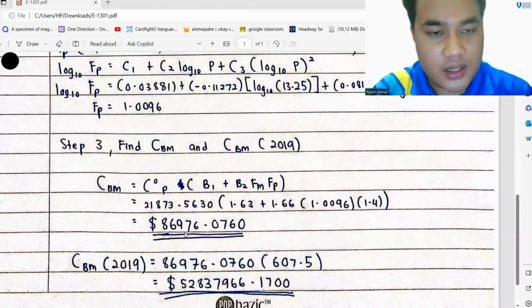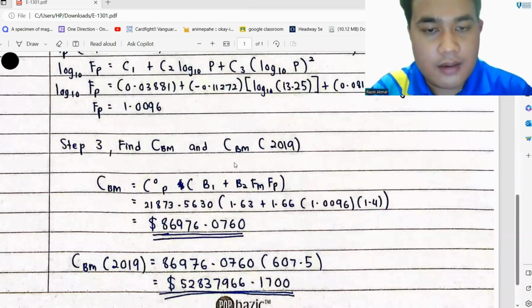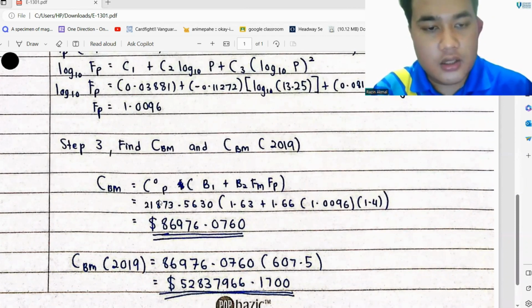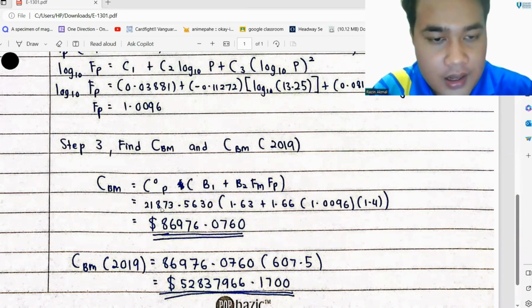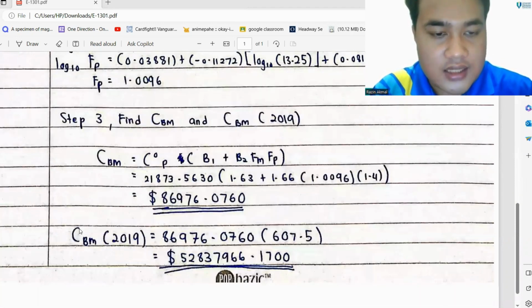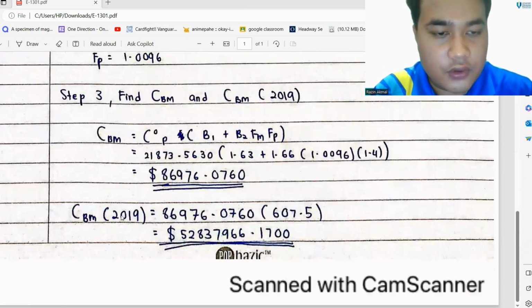1.0096. And lastly, for step 3, we need to find the bare module cost and the bare module cost for 2019. So the bare module cost is C naught P multiplied by bracket B1 plus B2 multiplied with FM and multiplied with FP in bracket. We solve it and get the final answer 86976.0760 dollars. And lastly, we get the final answer for the purchase cost for 2019.